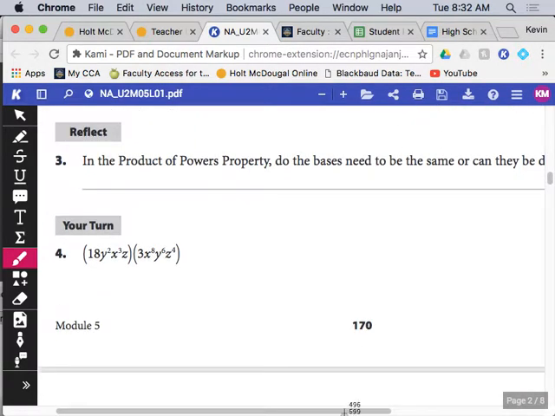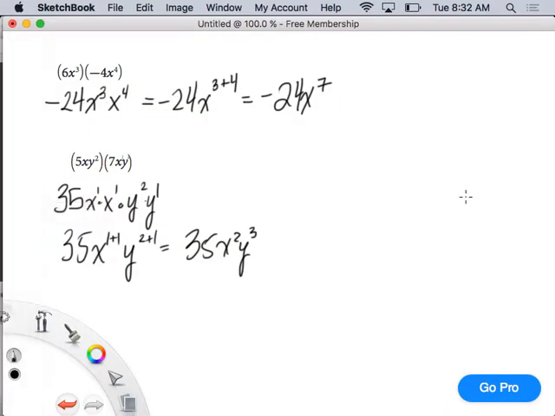All right, so go ahead and do number 4 now. It says your turn at the bottom of page 170. Do number 4.